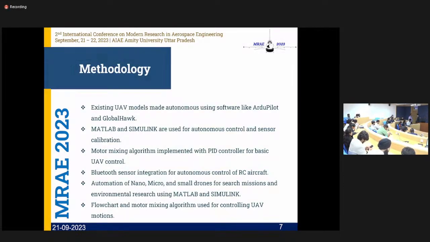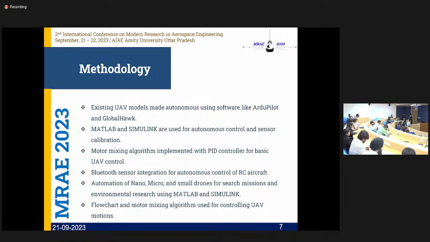Moving on, the methodology that we have employed in our research paper: we have used MATLAB and Simulink for the autonomous control and sensor calibration, and we have employed a motor mixing algorithm with the help of PID control for basic UAV control. This UAV control includes the pitch, roll, yaw, and the cruising or hovering of a UAV. And we have used Bluetooth sensor integration for autonomous control as well.